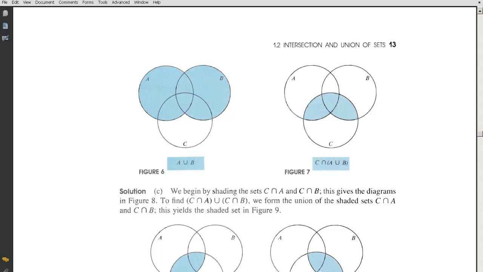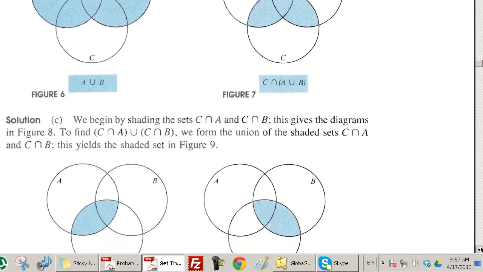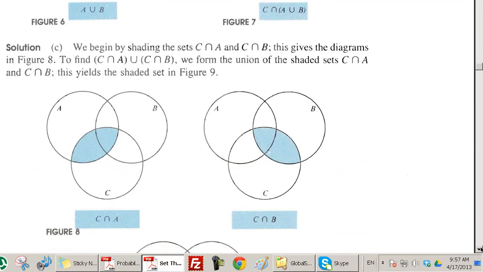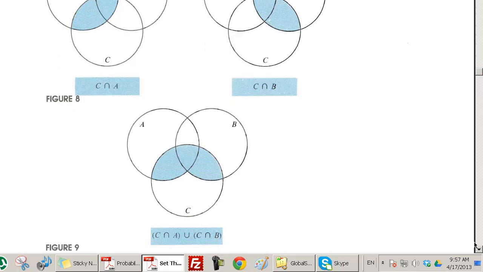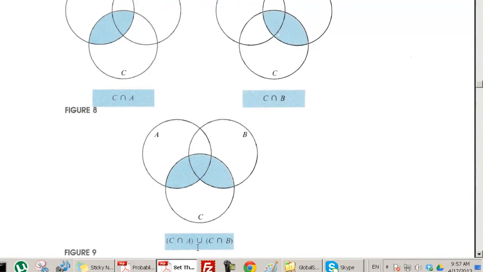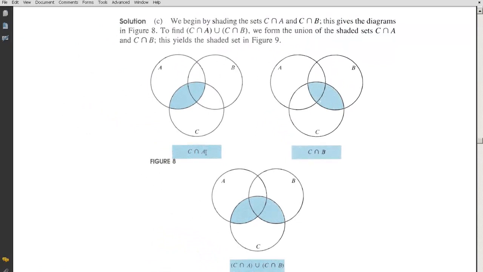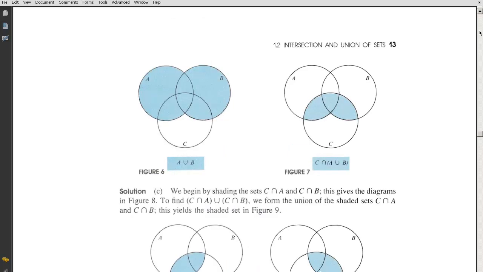Okay, and you can look at this one, that one as well. Actually, look at this. This is C intersect A union C intersect B, and that's because C intersect A is here, and C intersect B is here. And so the union of this and this is this. So the union of C intersect A and C intersect B is this. But look at that. It's the same as the answer we got just before. This is a different expression.